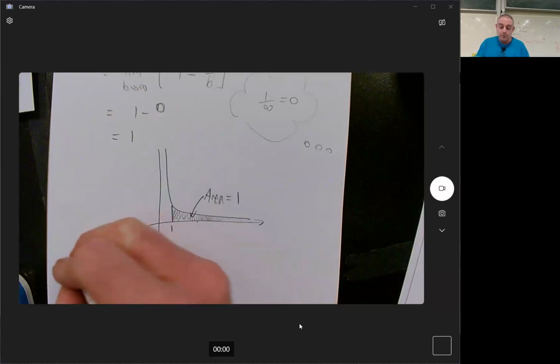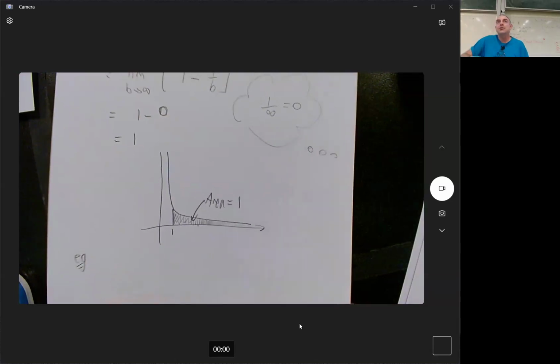And another example, which I'm always bad at, is ones where the function doesn't exist there.